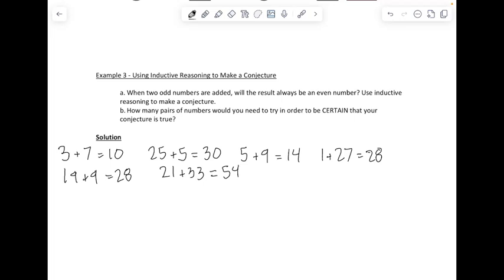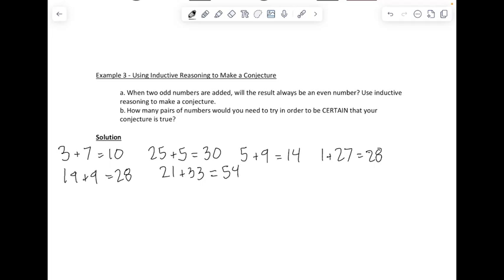So in all the specific cases that we've tried, every time we've added two odd numbers, in every case we've gotten an even number. So it seems reasonable to conclude that the sum of two odd numbers will be an even number. But what about that second question there, part B? How many pairs of numbers would you need to try in order to be certain that your conjecture is true?